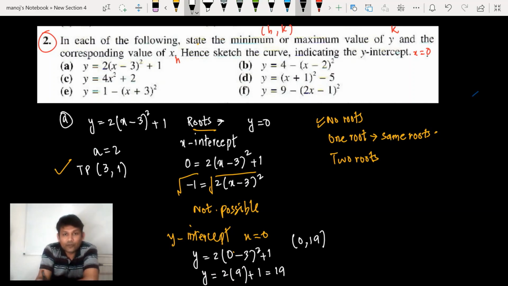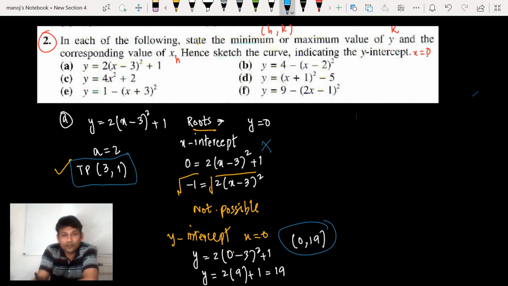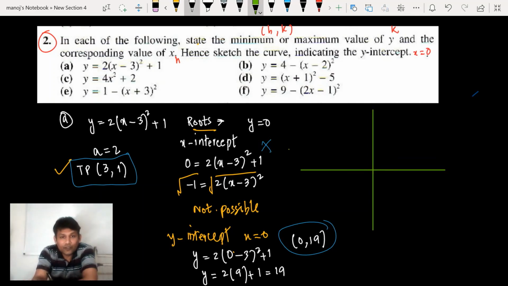So it means altogether we have the y-intercept (0, 19), no roots, and the turning point is (3, 1), and the domain is also not given. Okay, in this situation, to draw we don't need graph paper, we do the sketch now. Sketch means I want to draw the x-axis and y-axis here. Okay, now what we are doing: (0, 19) is on the y-axis and the turning point is (3, 1), and there are no roots. And what about a? a is 2.